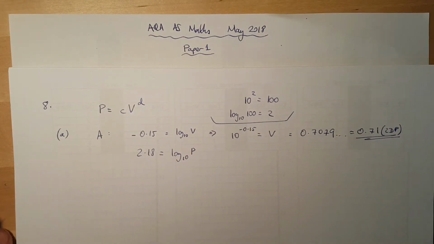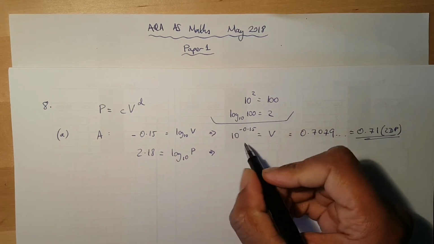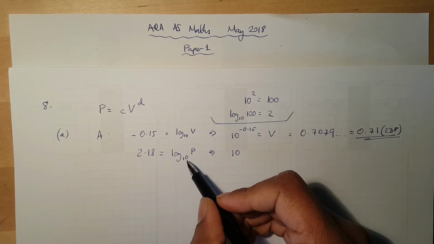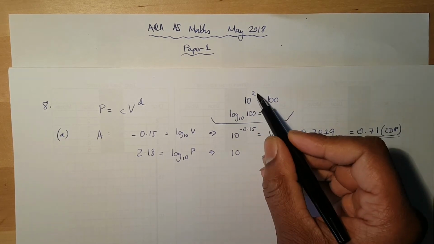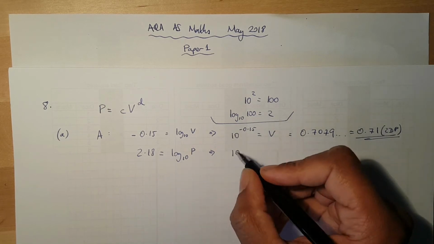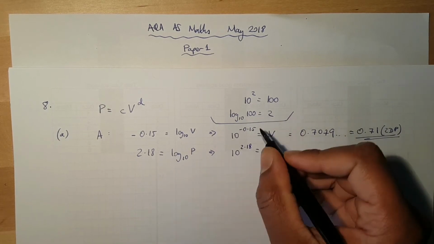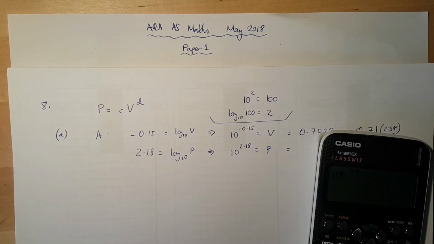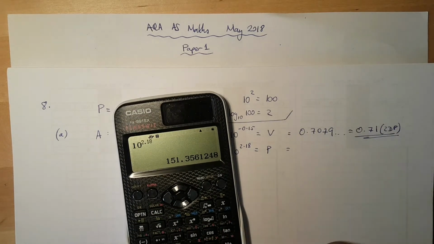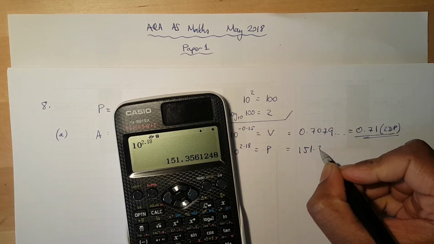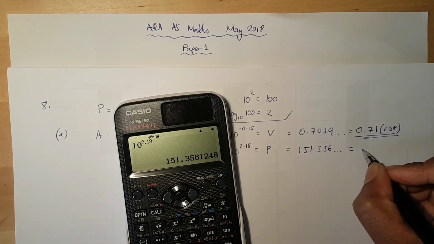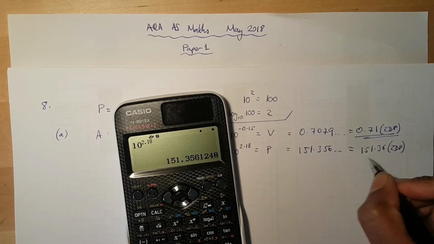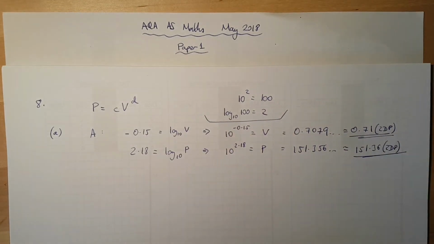And exactly the same idea for the second one. I'm looking at the pressure here. Log to the base 10 of 100 is 2, so that 10 becomes that index. What was a 2 becomes what was over here, which is 2.18, and that becomes equal to P. 10 to the power 2.18 is 151.356 something, which gives me about 151.36, again to 2 decimal places. Okay, there we are, that's that bit done.